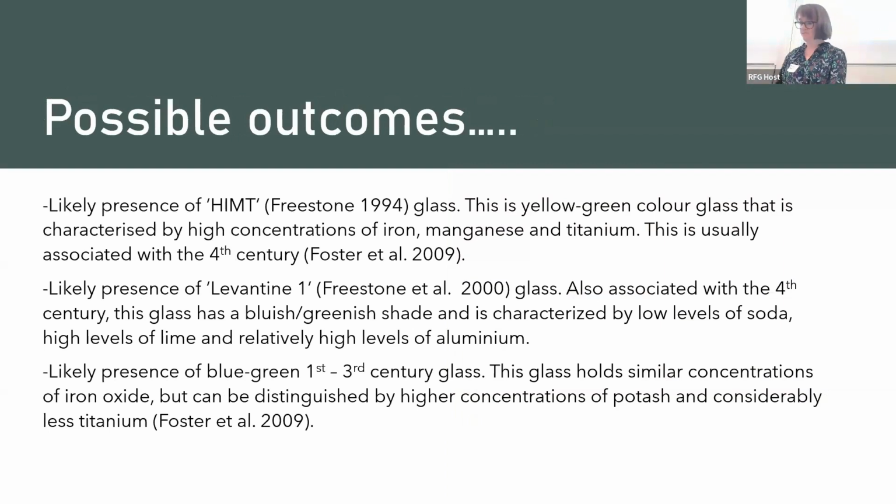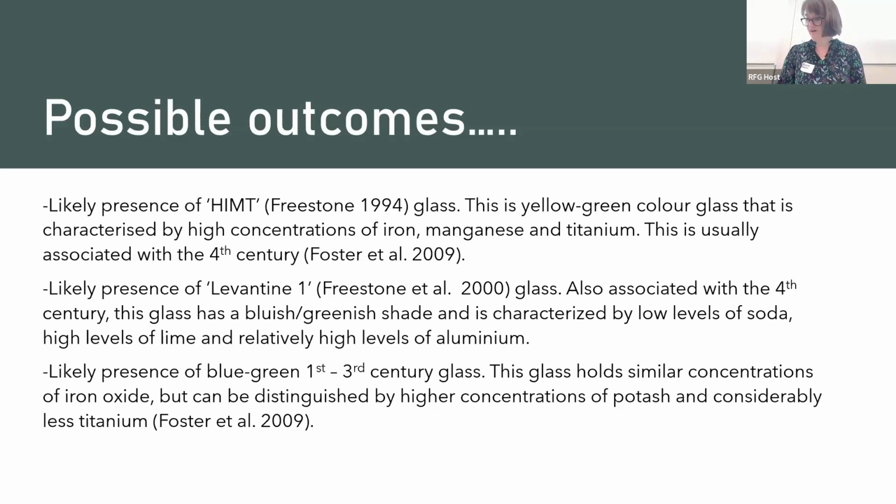So in terms of possible outcomes, this analysis of the glass assemblage could reveal the presence of catchily named HIMT glass, which is a yellow-green variety with high concentrations of iron, manganese, and titanium, hence the acronym, typically associated with the 4th century. Levantine 1 glass may also be identified, which is characterized by its bluish-greenish hue, low soda, high lime, and relatively high aluminium contents, which suggests links to 4th century production.